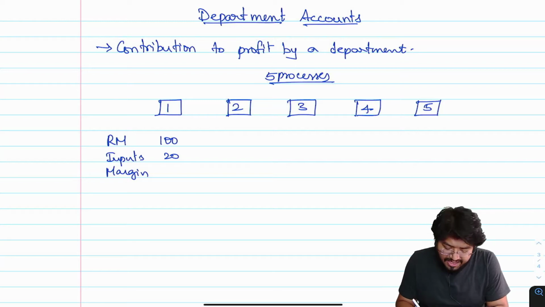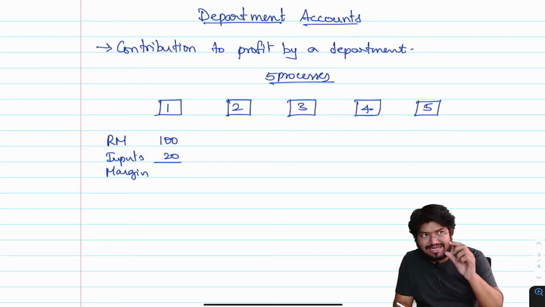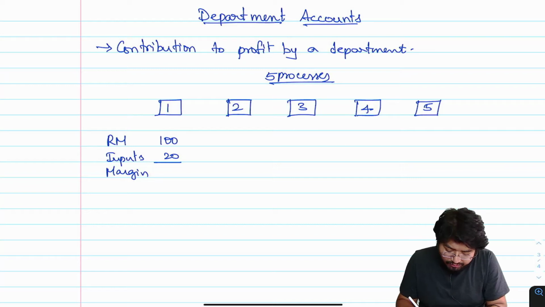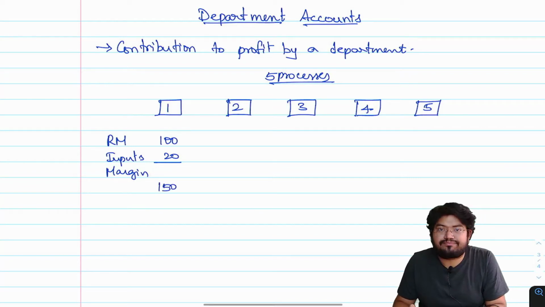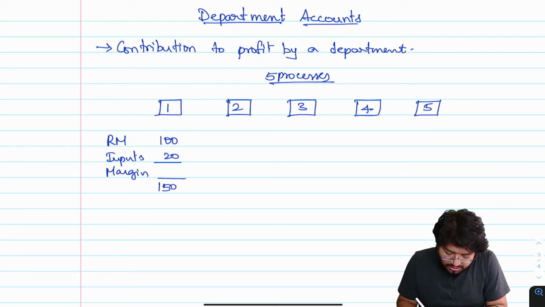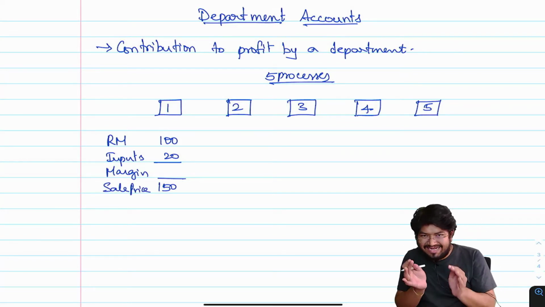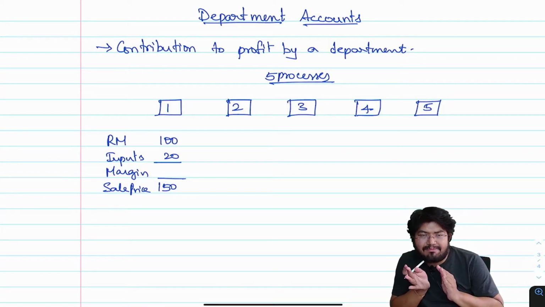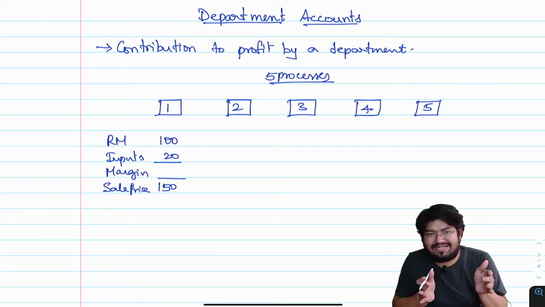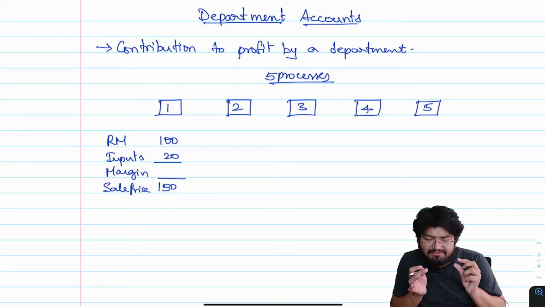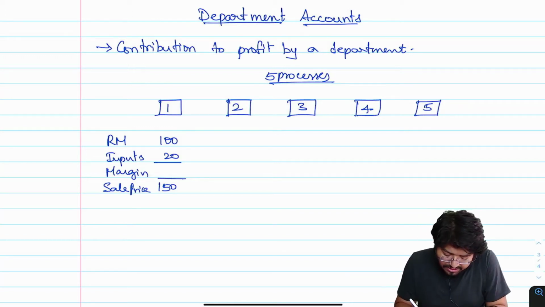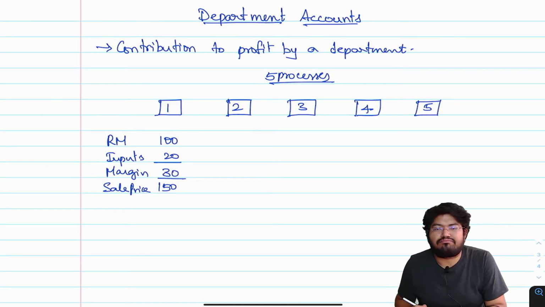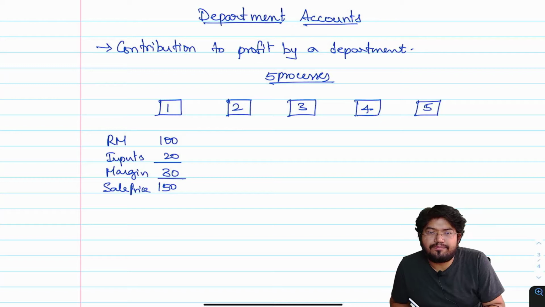That means if I try to buy at this juncture from outside, I would have got it for 150. So sale price is 150. That means at this process level, instead of raw material, if I buy something which is done to the next level, I can buy the same thing for 150. That means this process is actually making 30 rupees of profit. Am I making sense or not?